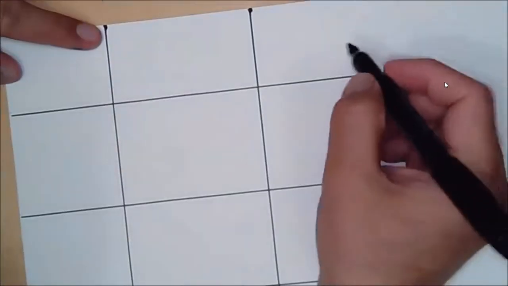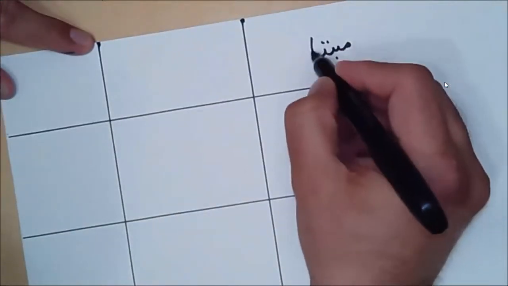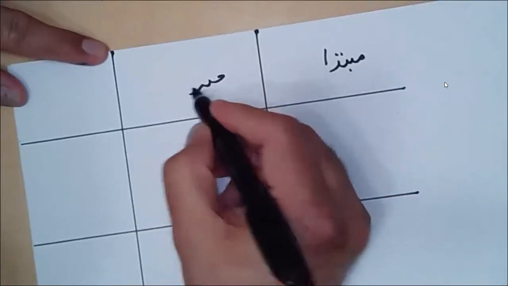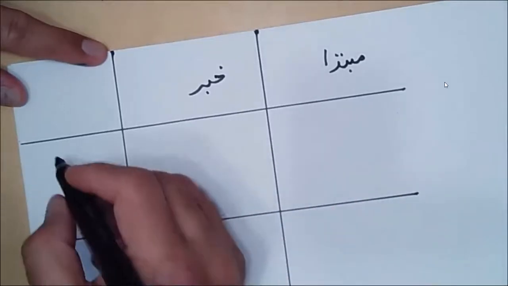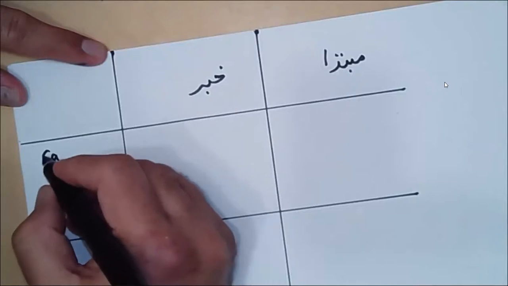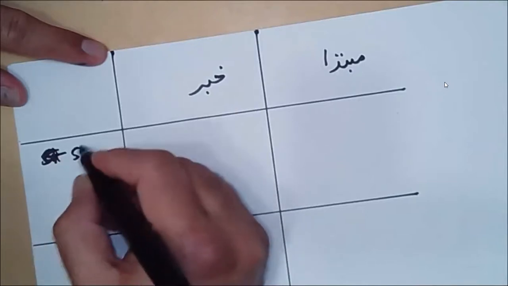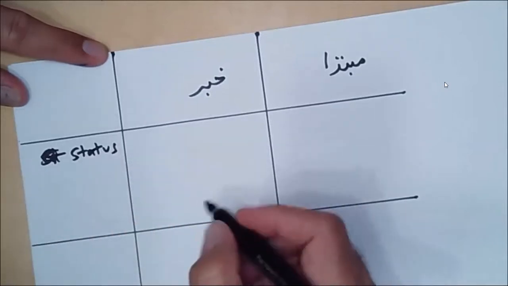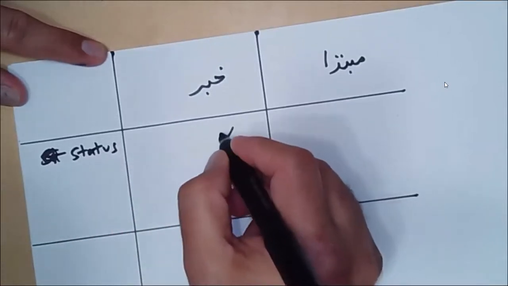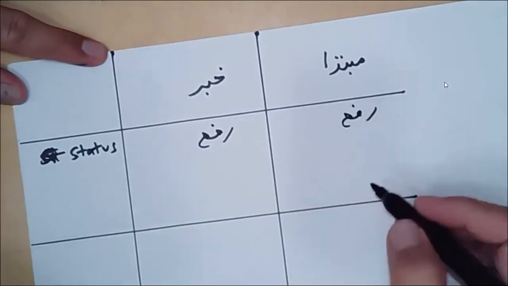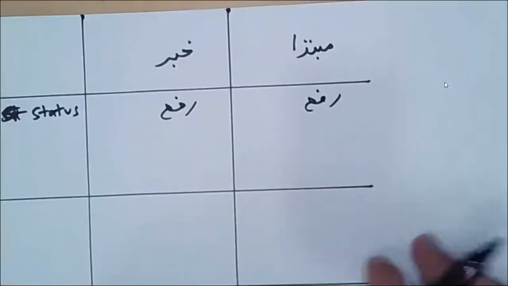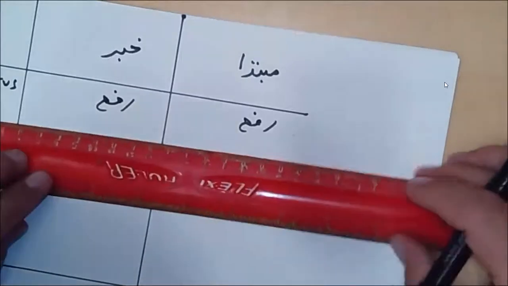Okay. So you saw what I did. So here I'm going to write Mubtada. And here I'm going to write Khabar. Okay. First I'm going to start with, let's start with status. Status. Okay. So the status for Khabar is what? Everybody start with me. Rafa. Mubtada is Rafa. Rafa. Correct? Okay.